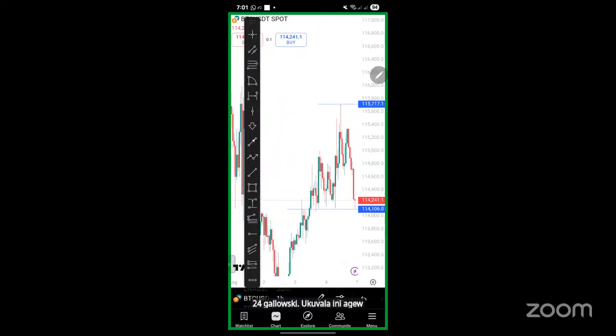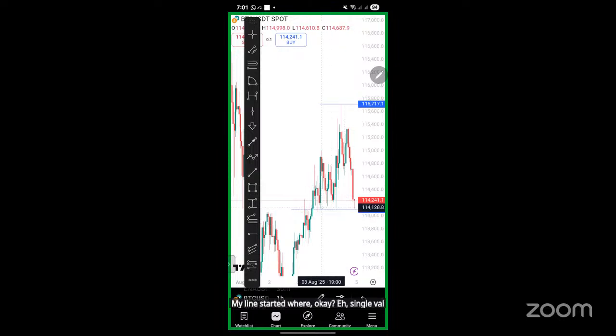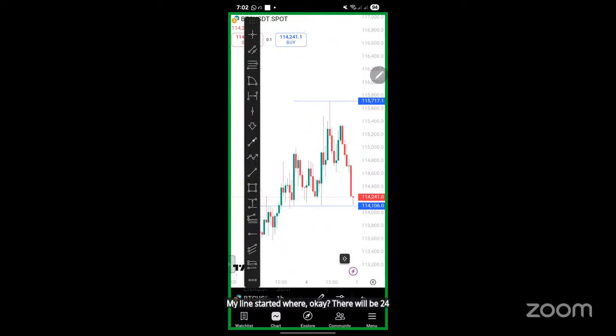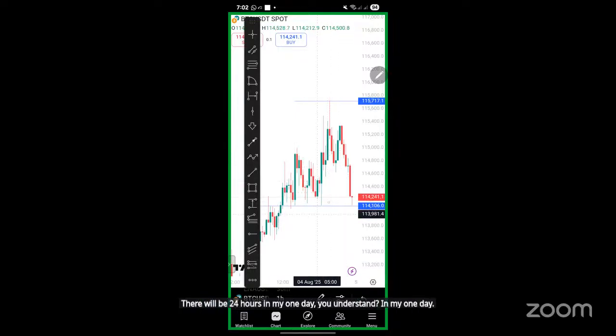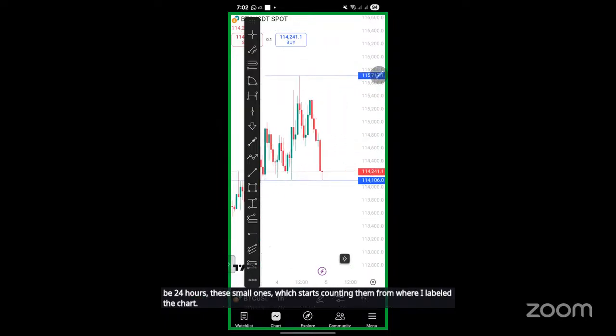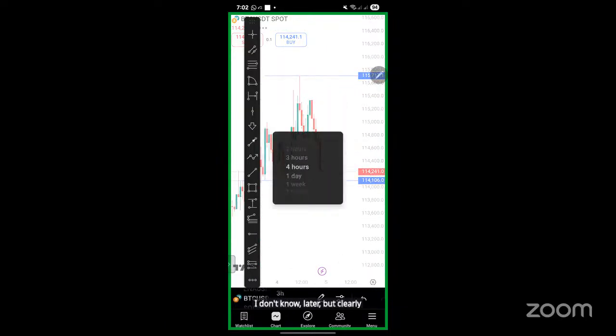Those people that saw my line, it started where? Okay? If you count these candles here, they will be 24 candles. They will be 24 hours in my 1 day. You understand? In my 1 day, there will be 24 hours, these small ones. If you start counting them from where I labeled the chart, I don't know whether I labeled it clearly, because I see it is not.